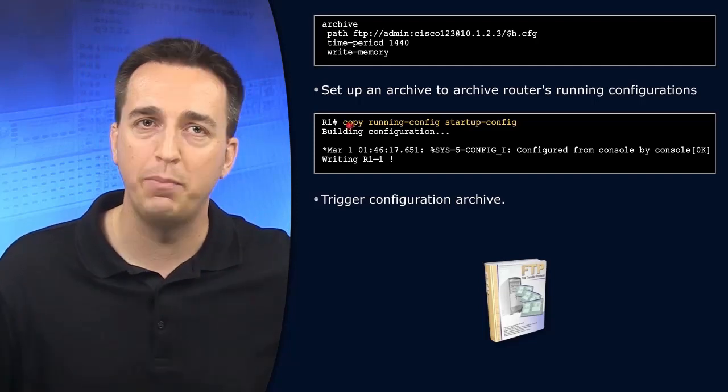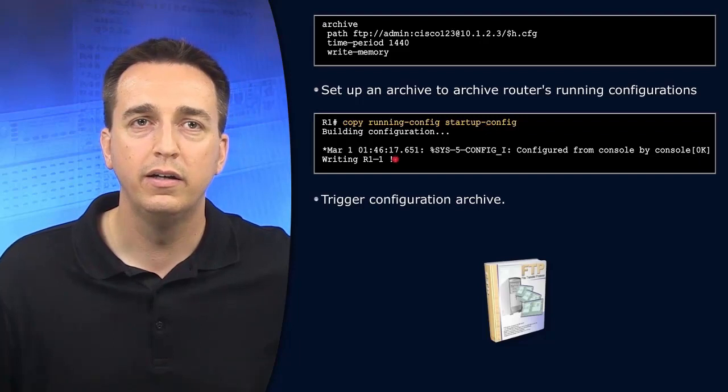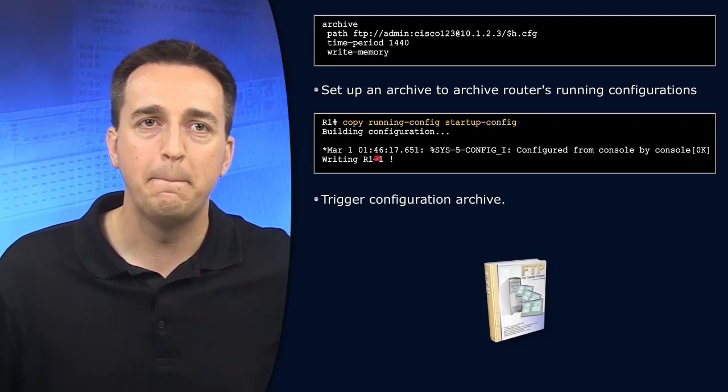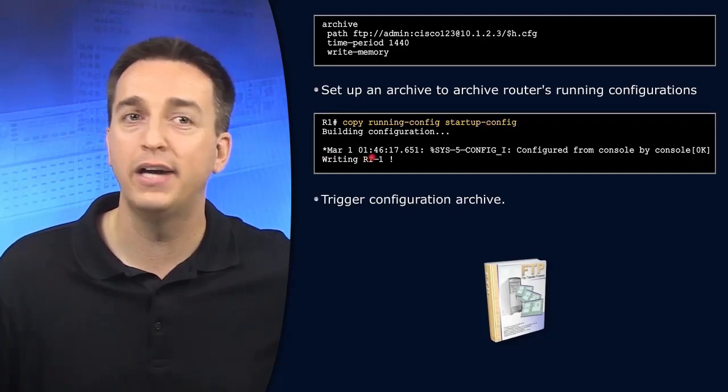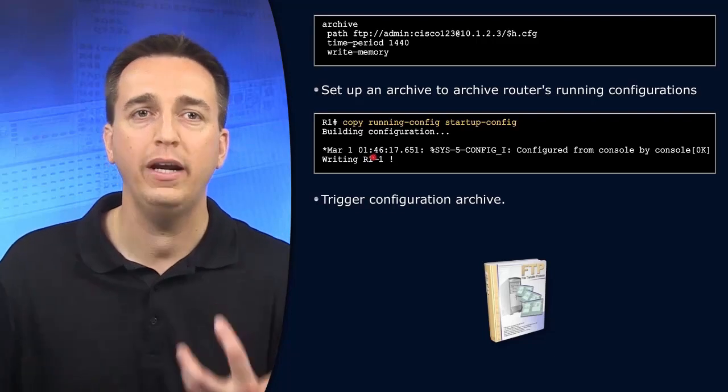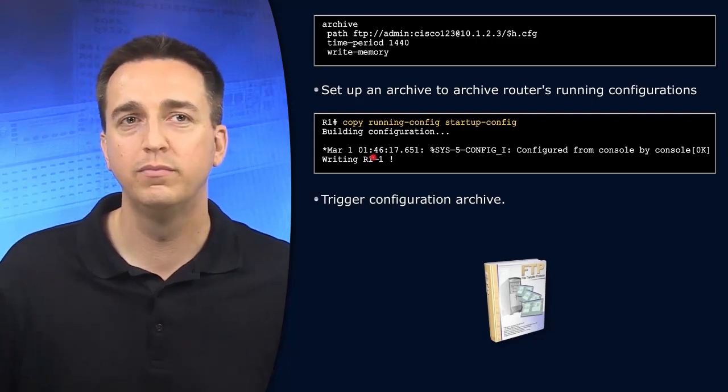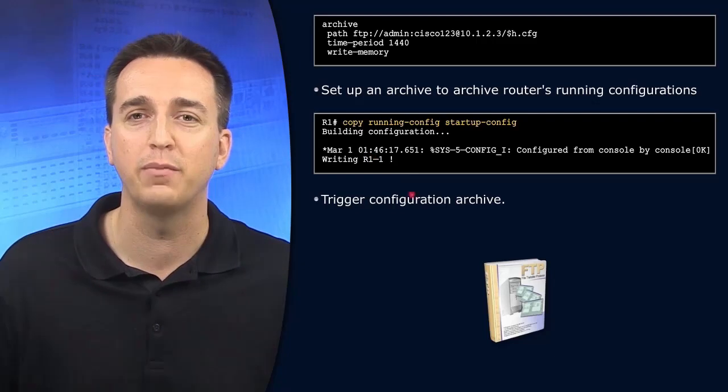And as you can see, copy running-config startup-config was generated. Everything was okay. And it says writing R1-1. So we triggered the archive to happen just by typing in copy running-config startup-config.